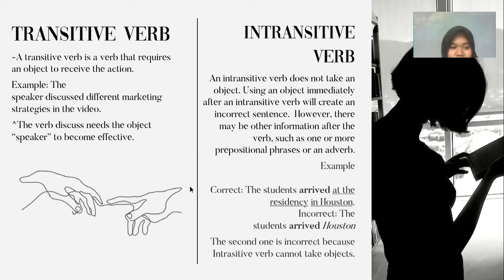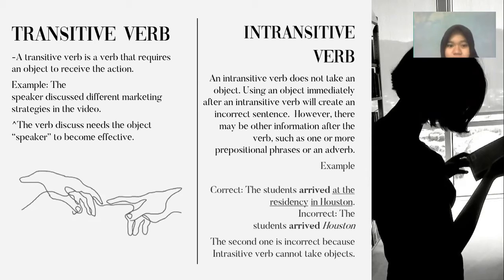Transitive verb. A transitive verb is a verb that requires an object to receive the action. Example: the speaker discussed different marketing strategies in the video. The verb discuss needs an object to be effective.